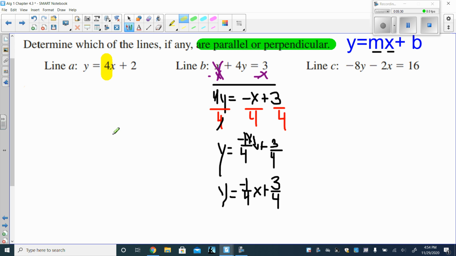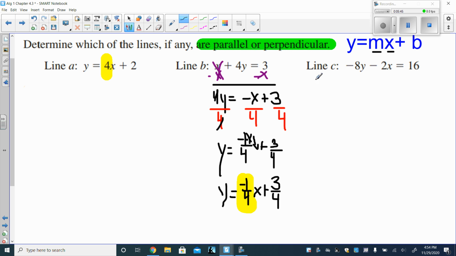So our slope for our first line was, the slope of line A is 4. The slope of line B is negative 1/4. Now before we analyze anything, we're going to go on and find the slope of line C, because once we have all three, then we can really look at them.